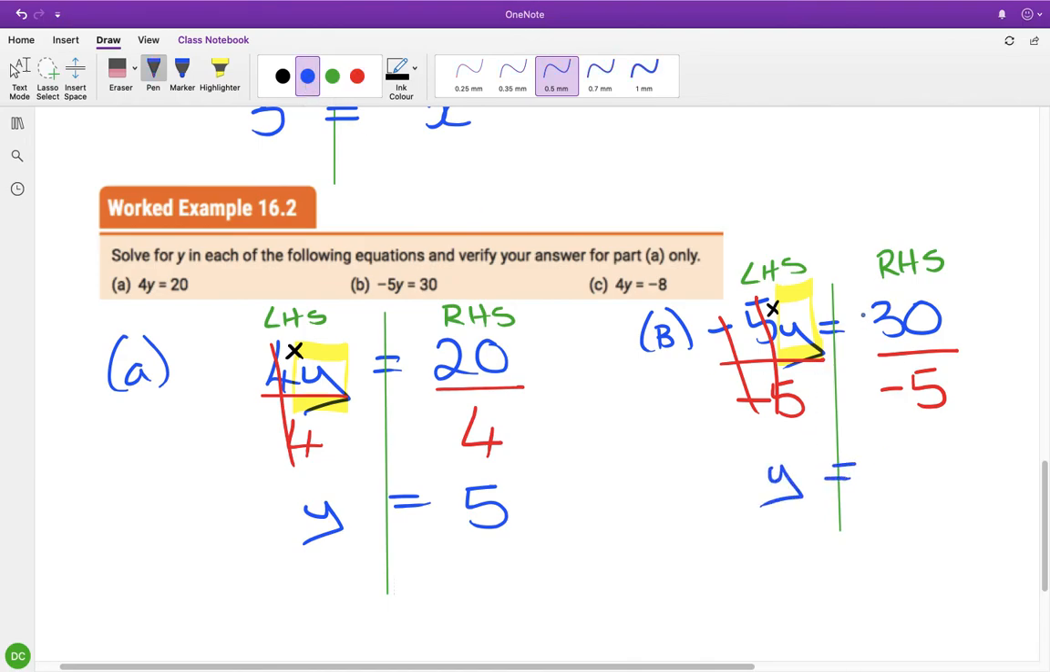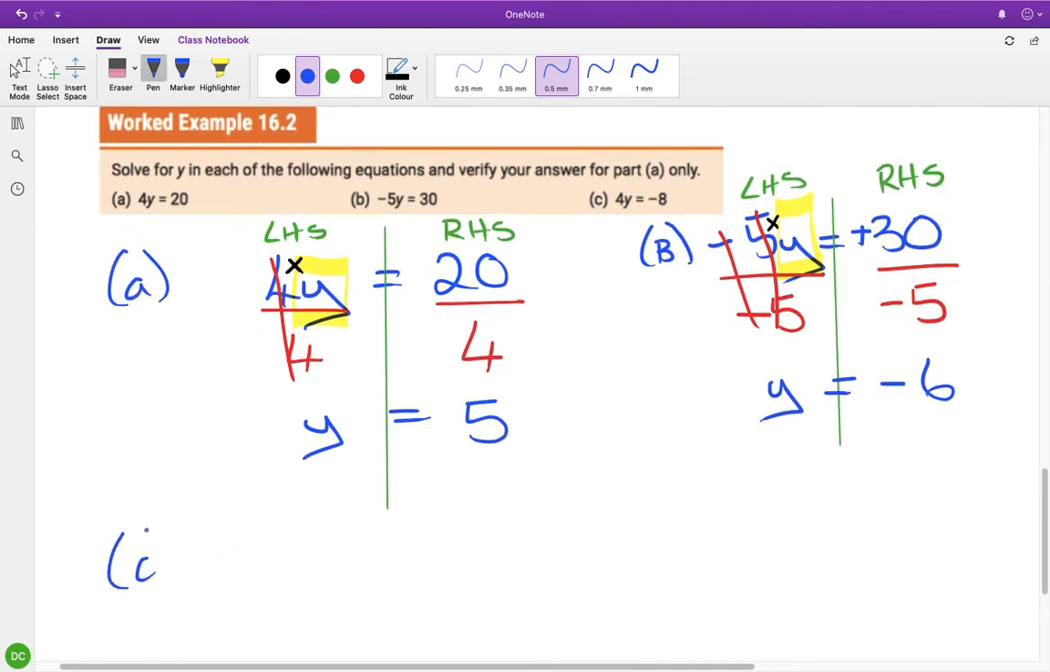Now, this 30 is plus and this is minus. The rules for division are the same as the rules for multiplication, which means these signs are different, so the answer will be negative. And then 30 divided by 5 is 6. Okay, so you can use the rules that you already know from multiplication and apply them to division.